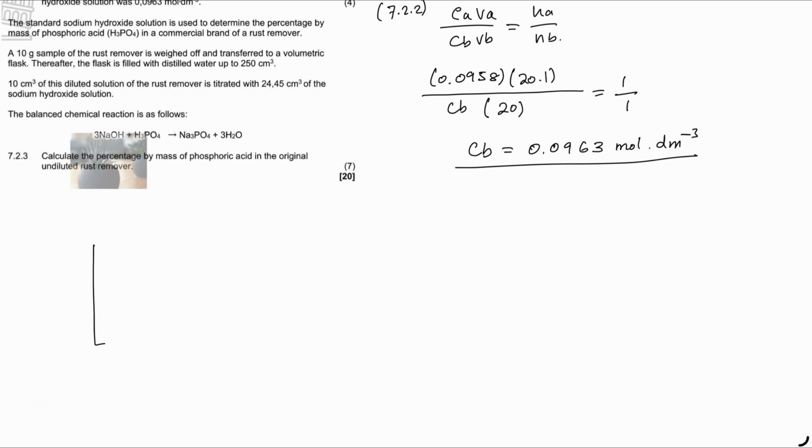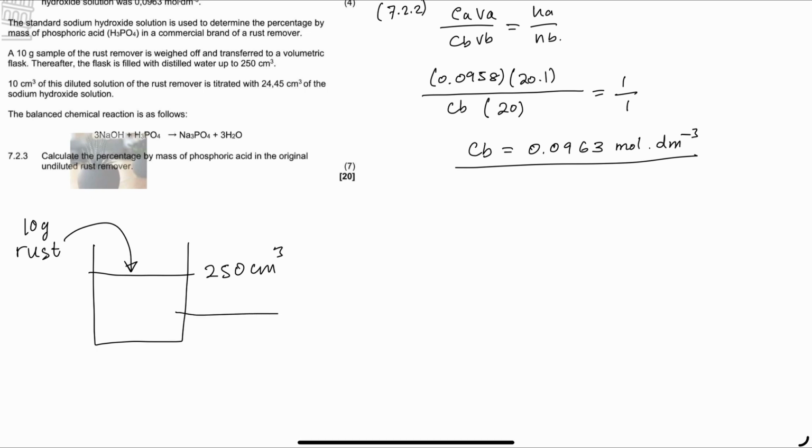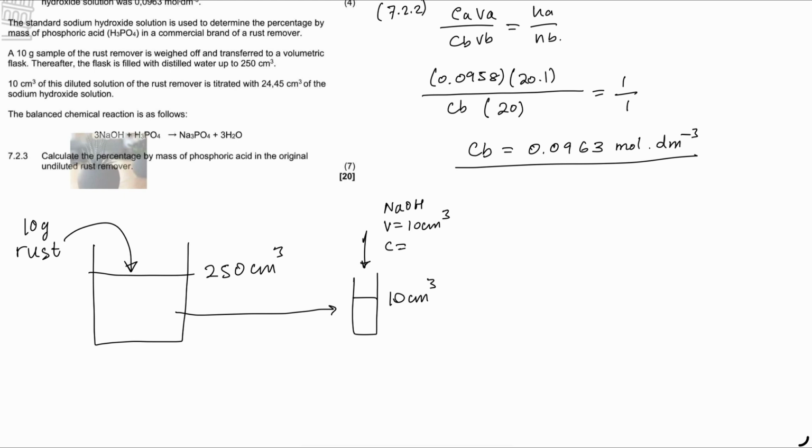Now, just to visualize what's going on, we have 250 cm cubed and we are adding in 10 grams of rust remover. Now we are going to have some solution here. Now 10 cm cubed is removed and it is neutralized, or it is titrated with NaOH, the volume being 10 cm cubed, and it's the same NaOH as before, so the concentration is equal to 0.0963 moles per dm cubed.